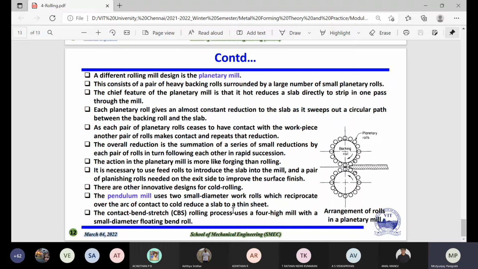We have already discussed the two-high mill, three-high, then four-high, then cluster, then planetary, then the continuous series, then also the pendulum. In the book you will actually find two, three and four high, but in some books you find this kind of advanced stage also. You can just have a look. Okay, any question?